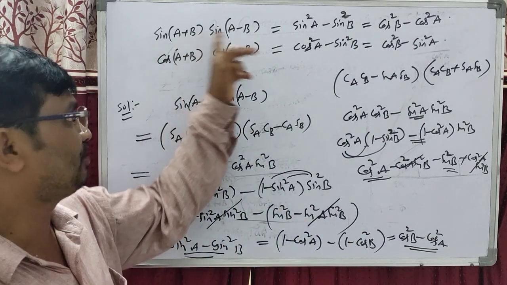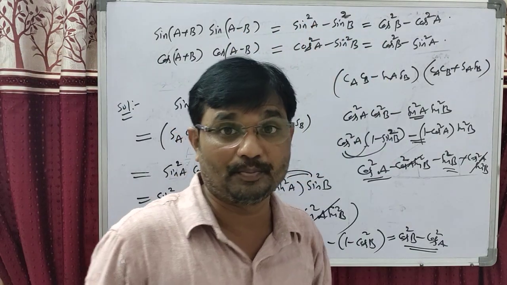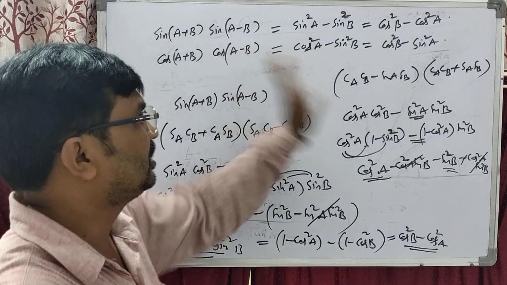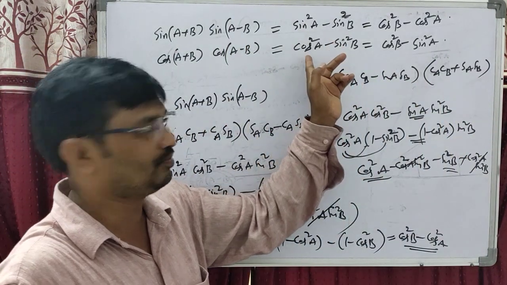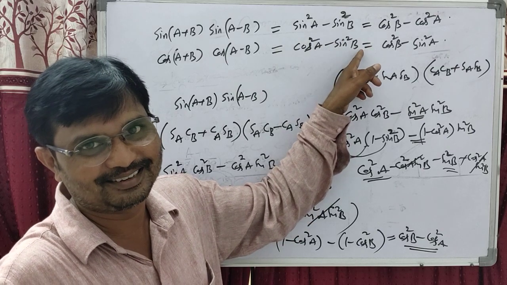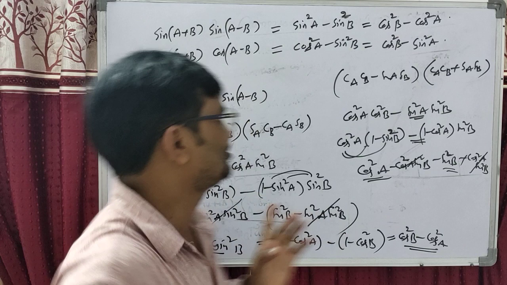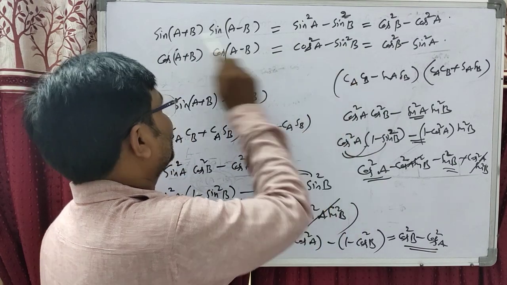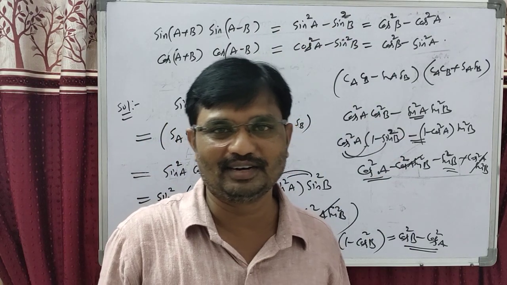Whereas the sin of A plus B into sin of A minus B is sin square A minus sin square B. But cos of A plus B into cos of A minus B is not cos square A minus cos square B. One of them is cos, the other one is sin. Okay students, this is my observation: cos square A minus sin square B, but the sin one is sin square A minus sin square B. Okay students.